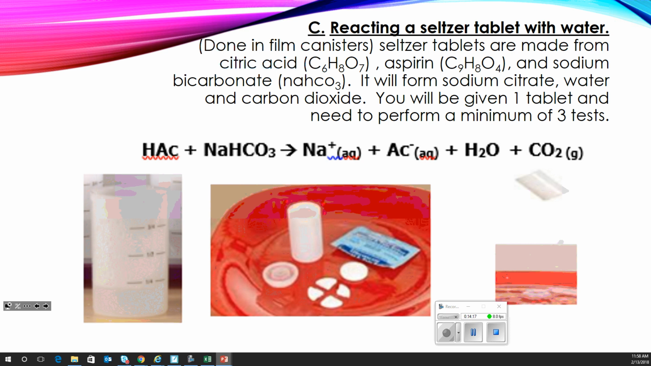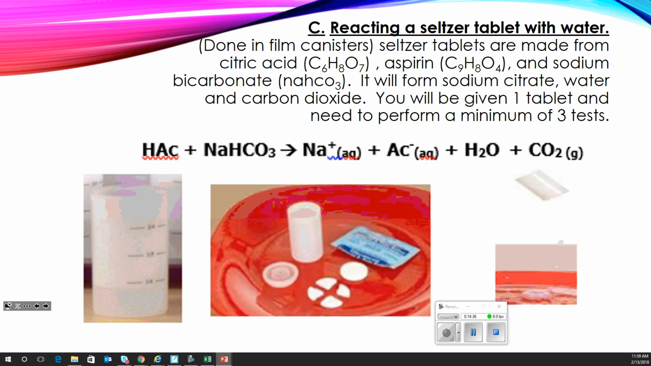So the next one we're going to be doing is a seltzer tablet with water. And we're going to be doing this one outside. So you're going to be prepping it inside, but you're going to be going outside. You're going to be measuring 2 things with this one: the height, how many bricks up it goes, and the time, how long does it take.